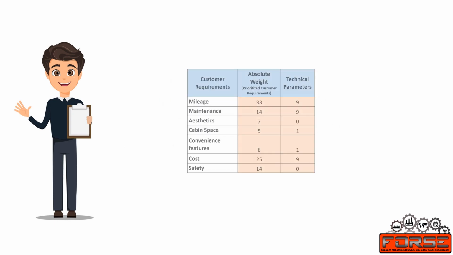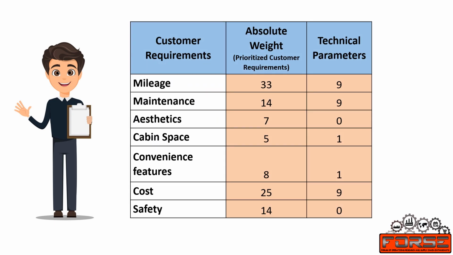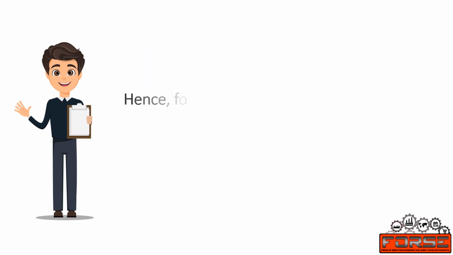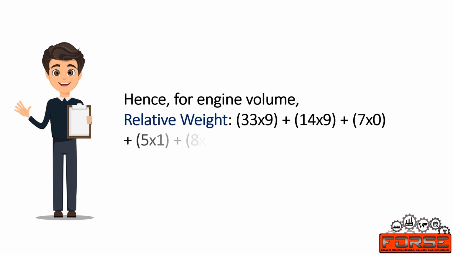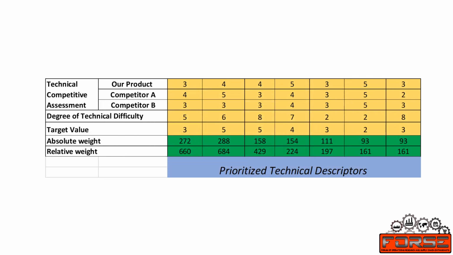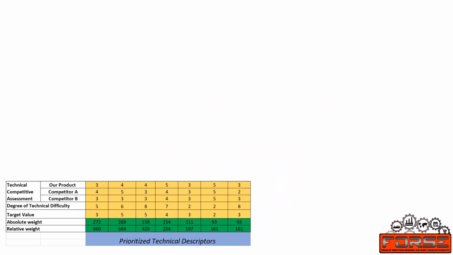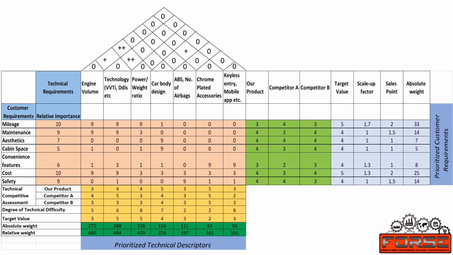The final score, that is the relative weights, are calculated by multiplying the absolute weight from prioritized customer requirements table, with the customer weight matrix. Hence, for engine volume, relative weight equals 660. The table shows the final values for the relative importance weights, and relative weights for all parameters, calculated using the same formula. The highest importance weight in our case is for technology used, which is 288, and hence needs the highest allocation of resources, followed closely by engine volume, which is 272. Finally, the entire contents of the matrix are arranged at their respective positions to obtain the house of quality matrix as shown.